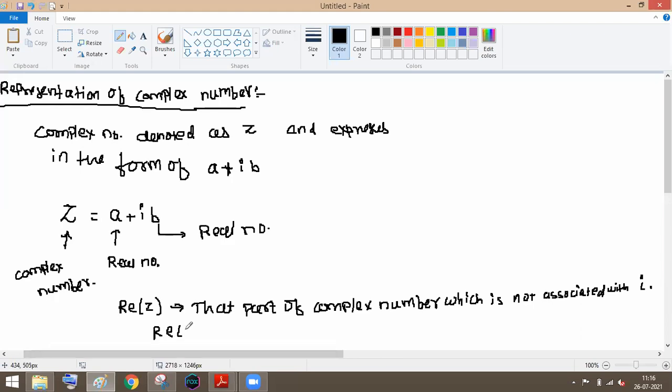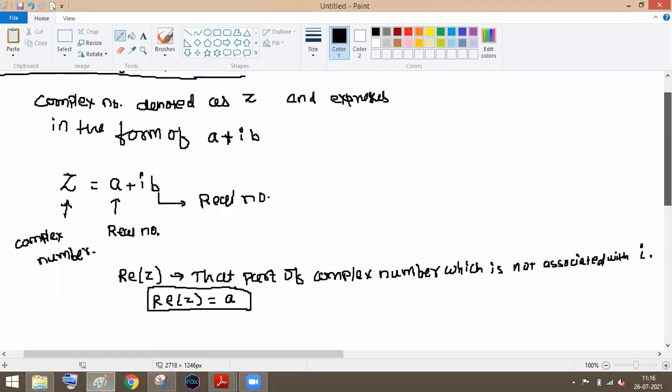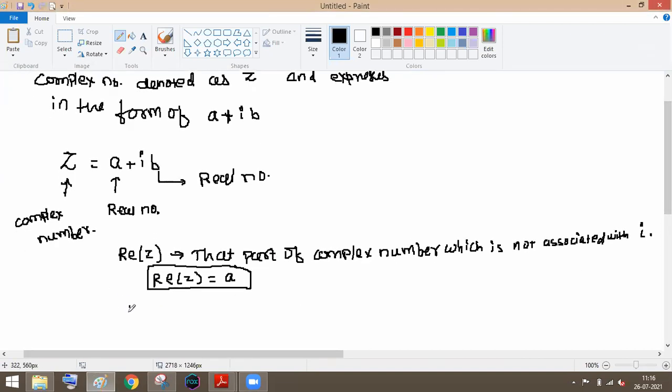So if I talk about what is the real part of Z, can we say that it will be the A? Because if you look at the A, that is not the part of the complex number. No, that is a part of the complex number, but which is not associated with the I. What about the imaginary part of Z?